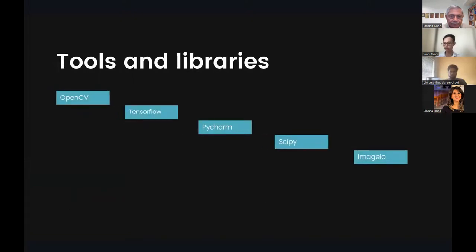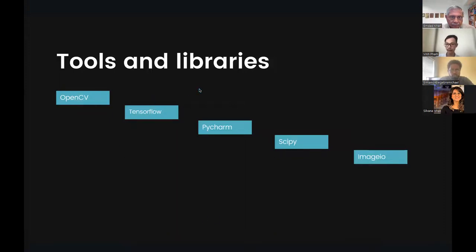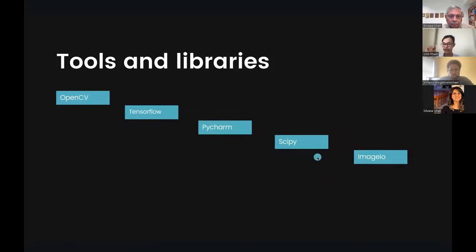Yeah, that covers some theory as an introduction about what a GAN is, and what a CVAE, conditional variational autoencoder, is. So let's go to some tool libraries we were using to train our model. We were using OpenCV to read the images and PyCharm to develop our algorithm, SciPy or imageio, most of them just for image and video processing.